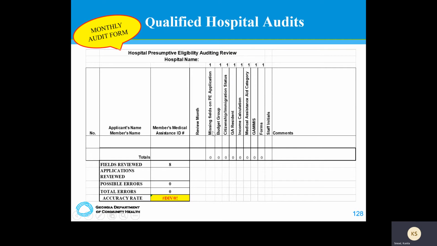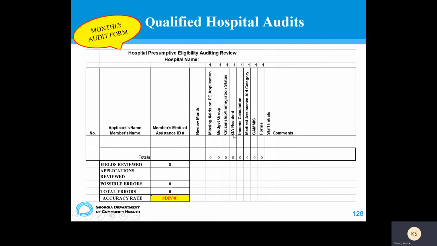For example, for the missing fields on the PE application, if you have more than one field that was missing or incorrect, it's only going to be counted one time. So you're not going to see anything counted more than one time in these fields, okay? So it's only going to be counted one time. And then over here, this column right here will be the initials of the staff that did that particular application.